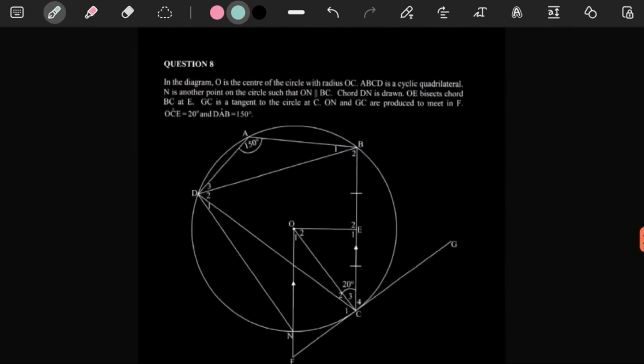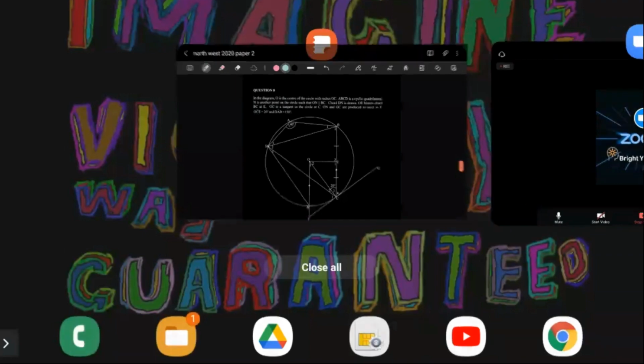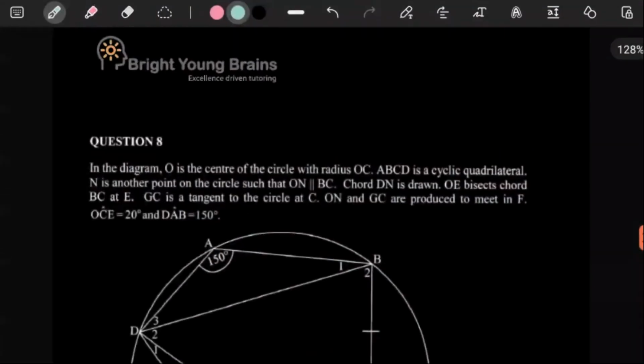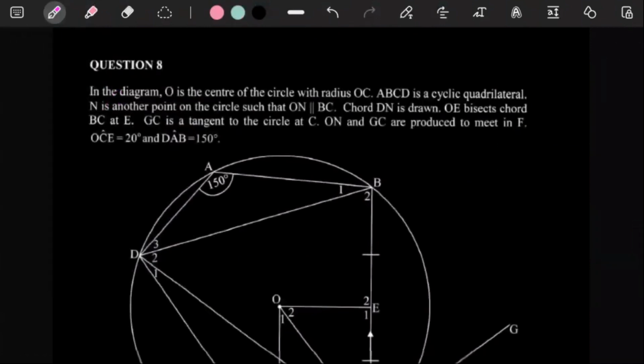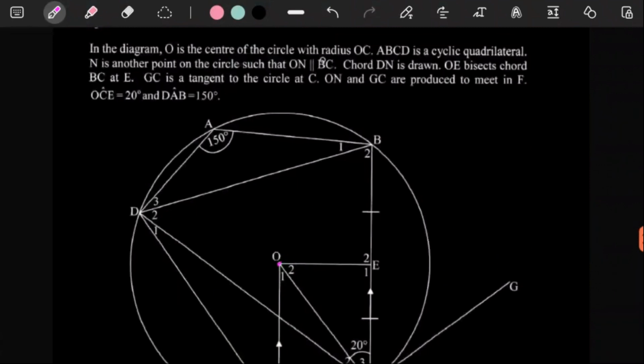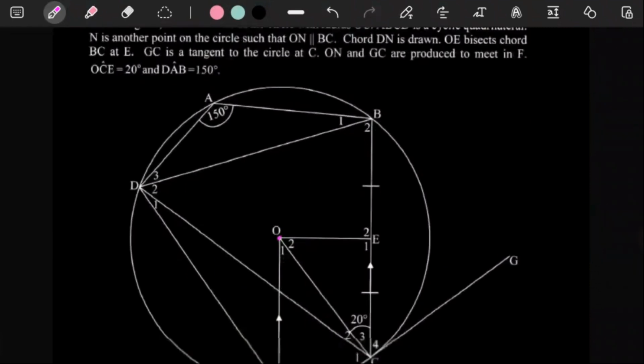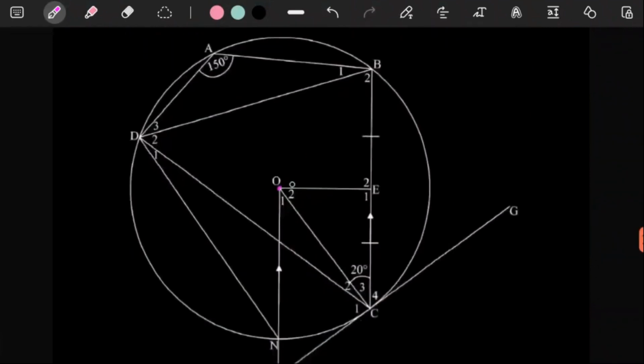Anyways, let's move on to question 8. Question number 8. First Euclidean geometry question. Okay, it looks interesting, right? It says here in the diagram, O is the center. So we have O over there. It's the center of the circle with the radius OC. Where's OC? Oh, there. Wow, okay.